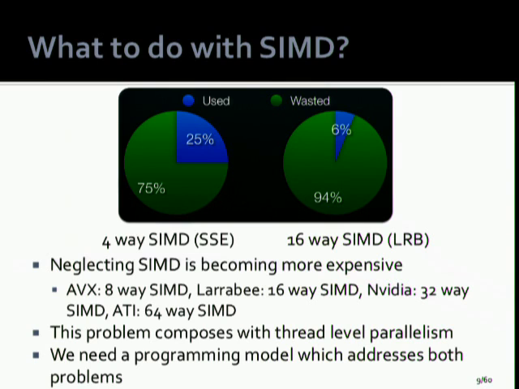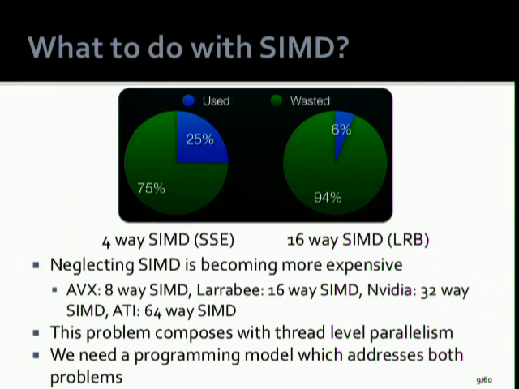With Larrabee, which is an HPC card that Intel has been thinking about for a while, it has 16-way SIMD. It's an x86 chip with 16-way SIMD. If you don't use the SIMD, then you're limited to 6% of peak. You can see where this is going, right? The more we rely on SIMD, the more the programming models are going to need to support SIMD. And the previous way of using SIMD, which is do nothing, is not going to work because we're going to throw away too much performance.